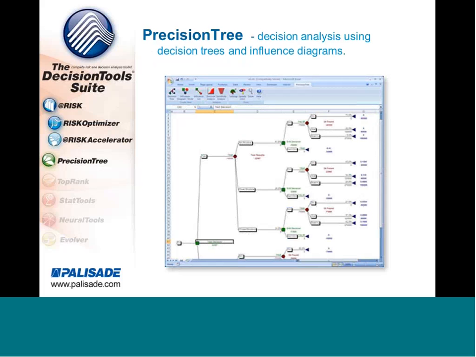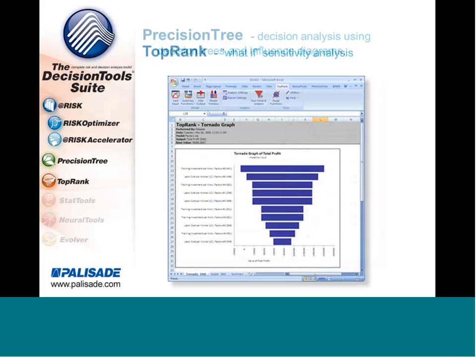In the suite, we also have Precision Tree, which does decision trees and influence diagrams, allowing you to visually map out the complex decision-making processes. You can actually use some of our tools in tandem, and Precision Tree is a good example where you can use Precision Tree and then add in some uncertainty with @RISK as well. TopRank performs what-if sensitivity analysis, allowing you to see what inputs are adding the most variation to your outputs.